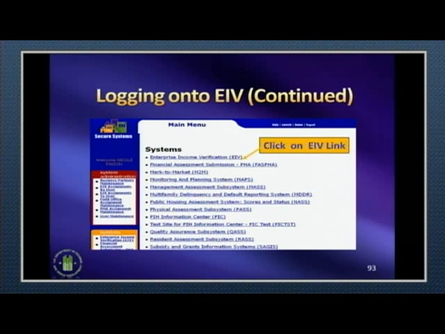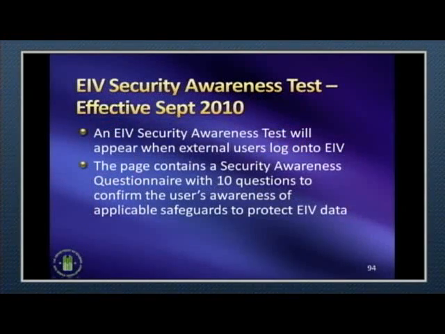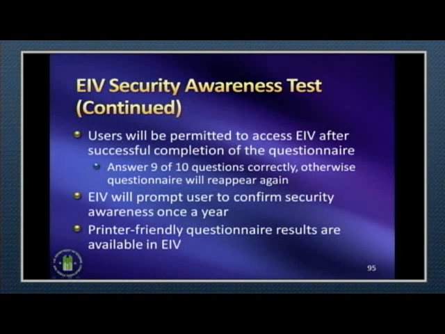As I mentioned earlier, EIV is number 1 on the list of HUD Secure Systems. You'll just simply click on the EIV link. An EIV Security Awareness Questionnaire will appear. The page will contain 10 questions for you to answer to confirm your awareness of the applicable administrative, physical, and technical safeguards with respect to safeguarding EIV information. Once you have successfully completed that questionnaire, you will be permitted access to the EIV system. You must answer 9 out of 10 questions correctly. If you do not answer 9 out of 10 questions correctly, the questionnaire will reappear.